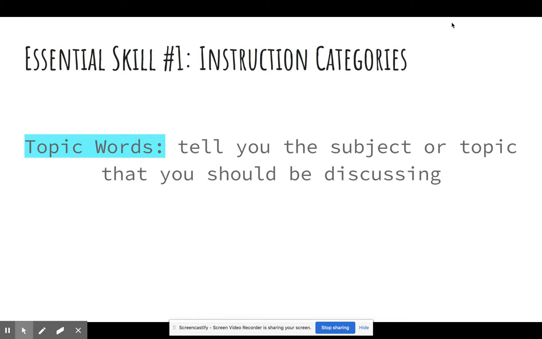All right, so some instruction categories. These are ways that we are going to break apart a prompt so we specifically know what we need to talk about in the essay. Okay, so the first is topic words. These tell you the subject or topic that you should be discussing.